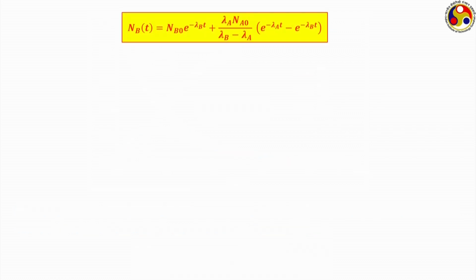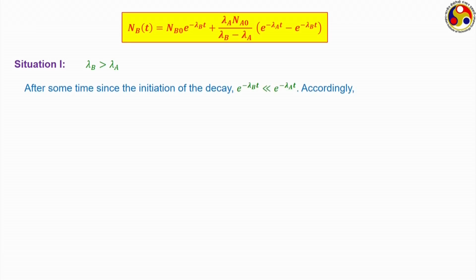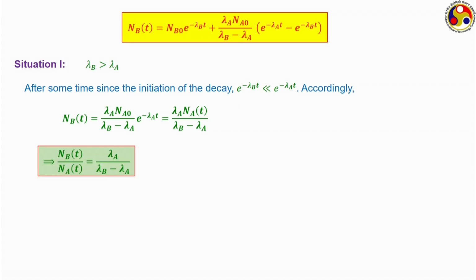Now, we can have several cases here. I have reproduced the expression for Nb just for easy reference. The first situation is when lambda b is greater than lambda a, that means the isotope B is decaying at a rate higher than the isotope A. If we put that in a mathematical expression, after some reasonable period of time, the exponential of minus lambda b t will be extremely small compared to the exponential of minus lambda a t, and accordingly the expression for Nb reduces to this particular form, finally yielding Nb upon Na equal to lambda a by lambda b minus lambda a.